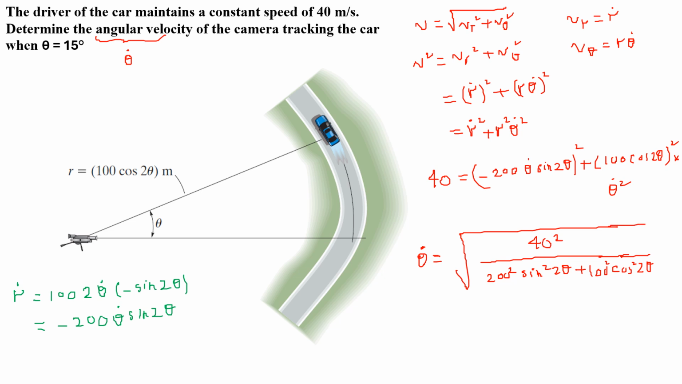Now if we replace theta here by 15 degrees, the angle at which we need to find the angular velocity, then we'll have our answer in radians per second to be 0.302 radians per second.